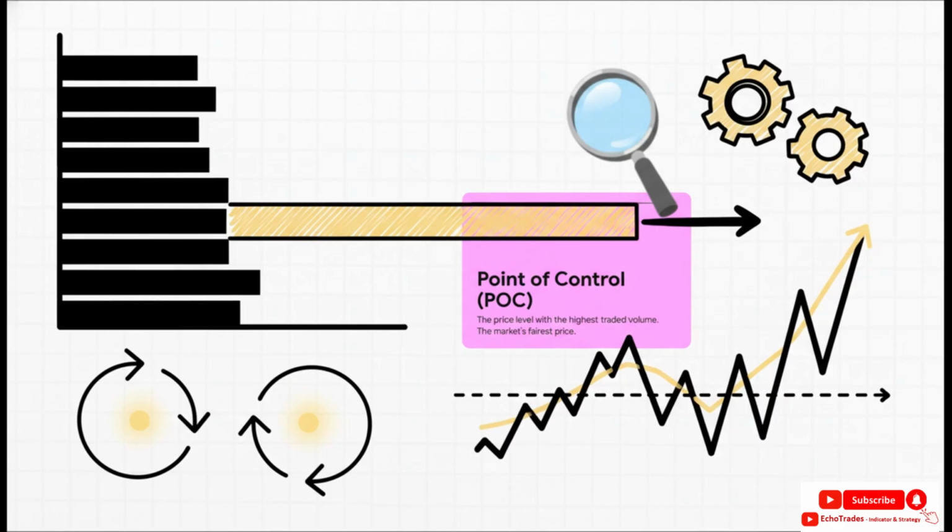First up, we've got the point of control, or POC. You've got to remember this one because it's the single most important level on the whole profile. It's simply the price where the most business got done. It's the point of maximum agreement, where buyers and sellers were happiest to trade. I like to think of it as the market's center of gravity. Price just gets drawn to it like a magnet, and you'll see huge reactions around it.